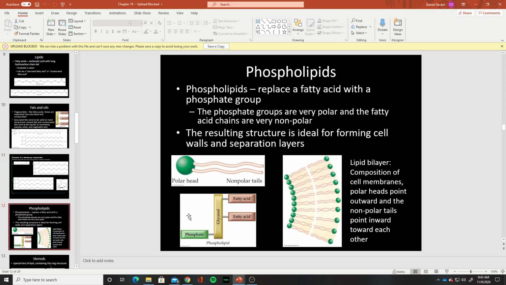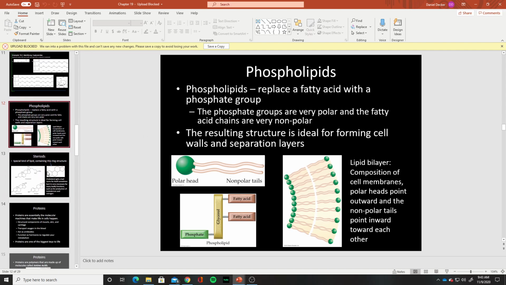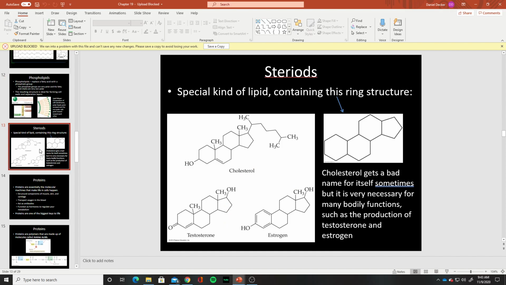You should also be able to identify phospholipids. Again, this should be pretty straightforward because it's the only thing that we saw that had phosphate in it. So if you see phosphate, it's a phospholipid. And then steroids, kind of the same thing here. So steroids, if you recognize this shape, then you should be able to see, okay, that's a steroid.